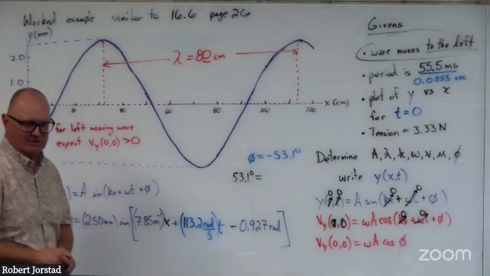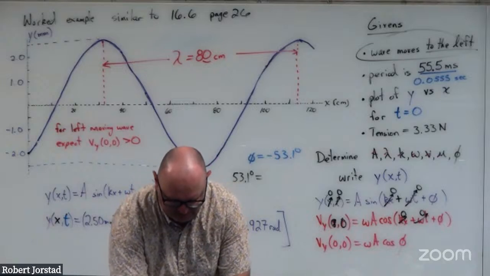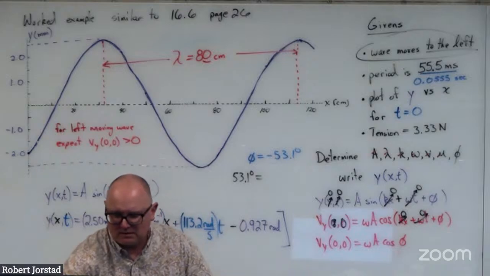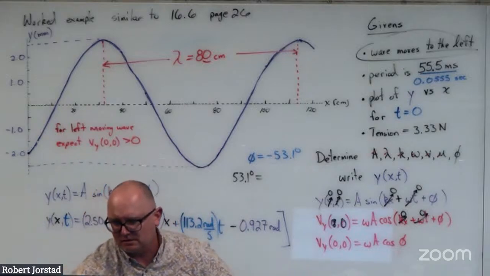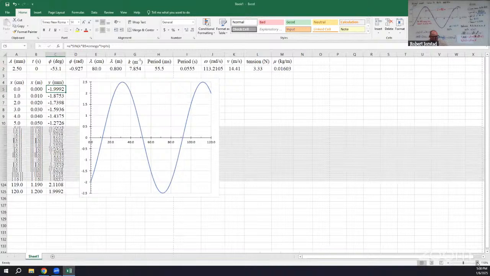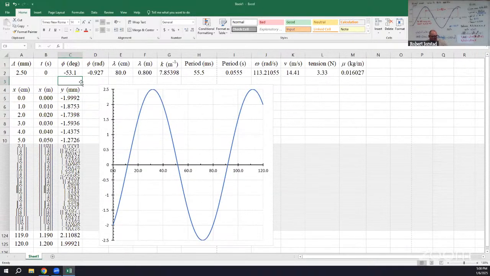And I said I would show you the Excel sheet in case you wanted to see this, so let's do that really quick. I think I need to do a screen share. All right, so this is the data sheet I made up to make this work. And so my amplitude was here. There's my phase angle in degrees. There it is in radians. Here's my wavelength, okay, et cetera. And you can see this all the way across.